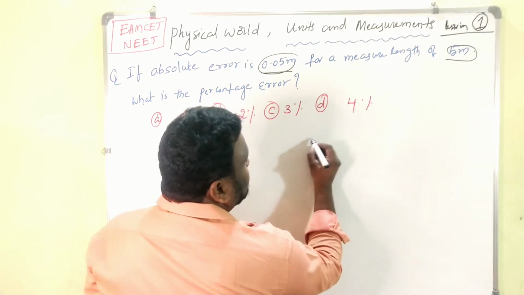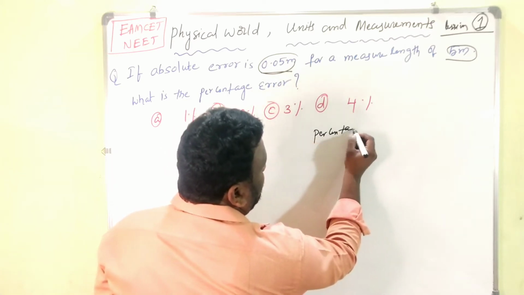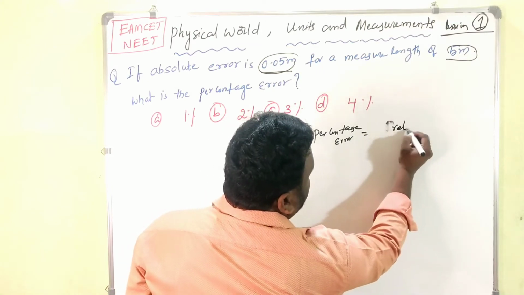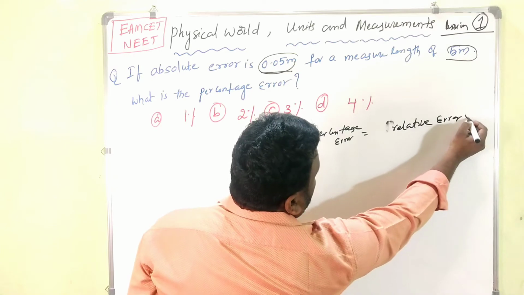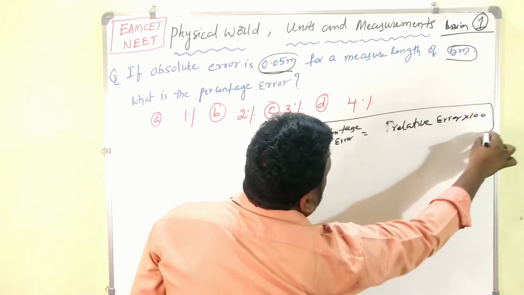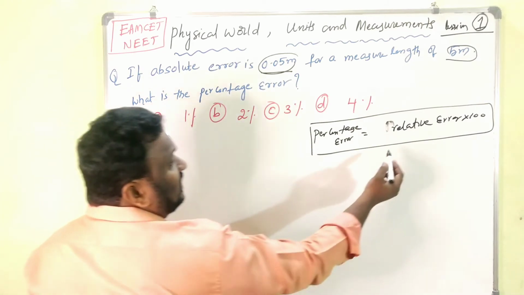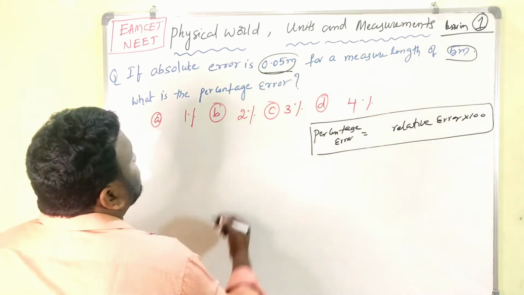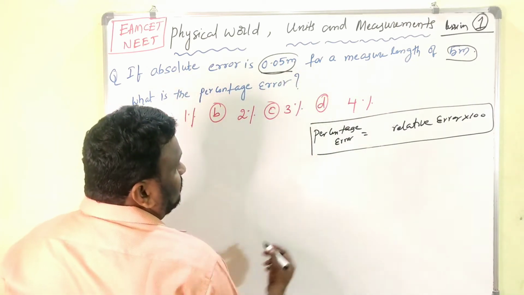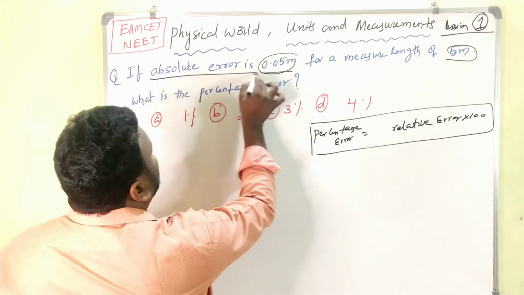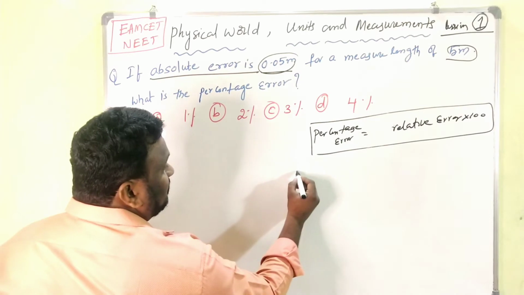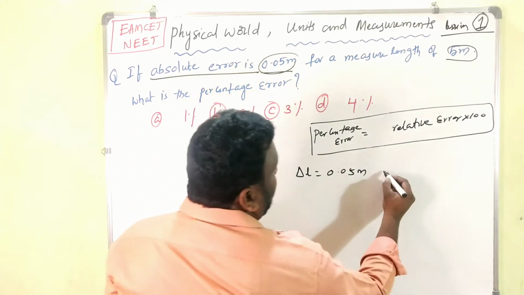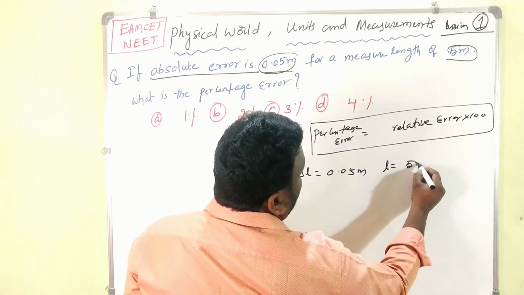So the percentage error is equal to relative error into 100. This is the formula: percent error is equal to relative error into 100. What he has given is the absolute error in length, delta L is equal to 0.05 meters, and the length he has given is nothing but the true value here, 5 meters.